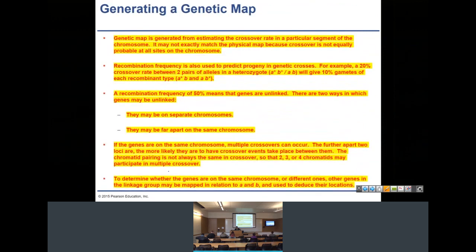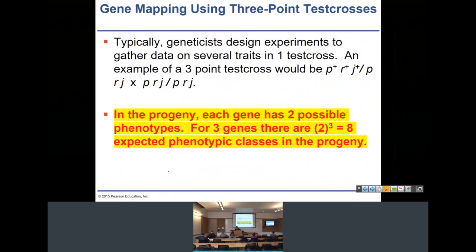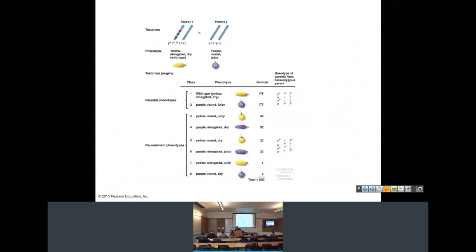I like this example because, I don't know why I like it. I just like it. It has a picture of the fruit being purple and juicy, and I don't like the picture.